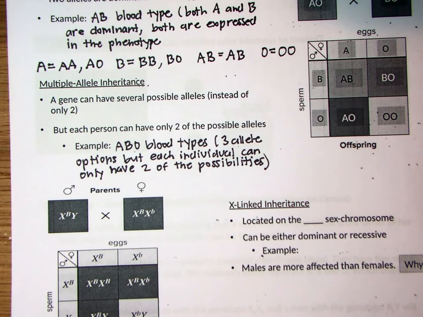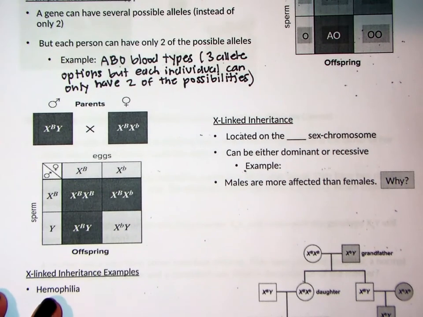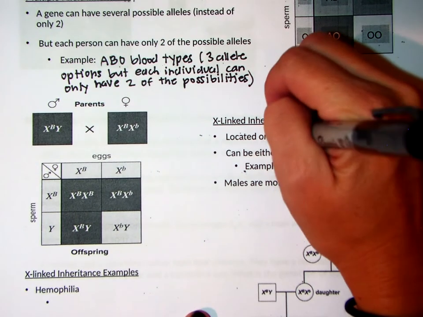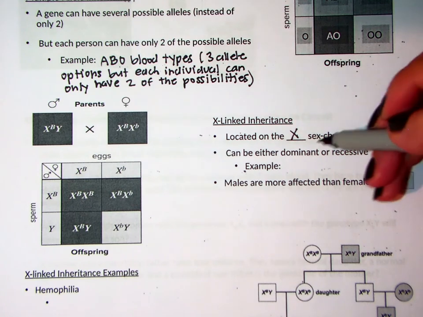Alright, let's get into X-linked inheritance. These are genes located on the X sex chromosome. Remember, all humans have 1 pair of sex chromosomes, and biological females are XX and biological males are XY. And this is actually really interesting: X-linked traits are only located on the X sex chromosome, so they can be either dominant or recessive.